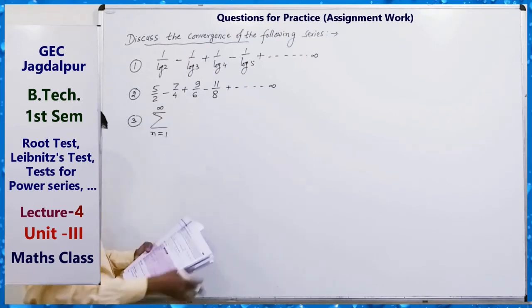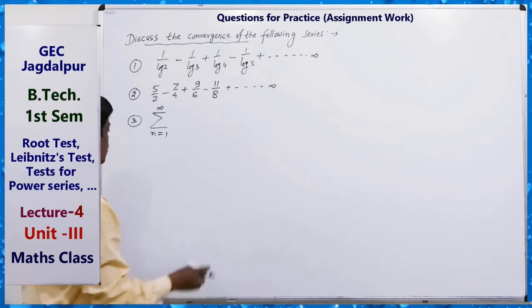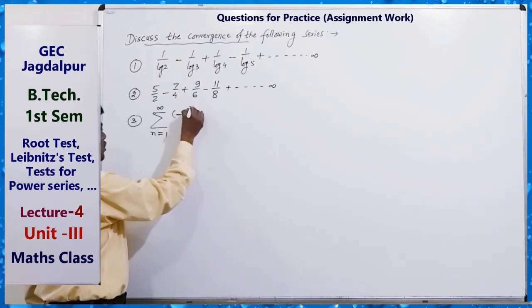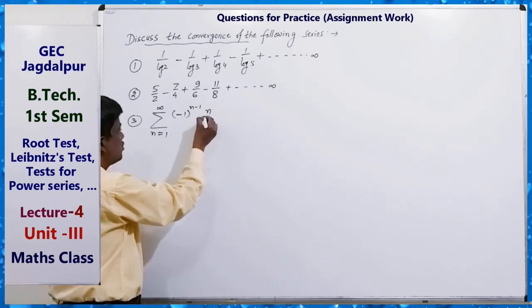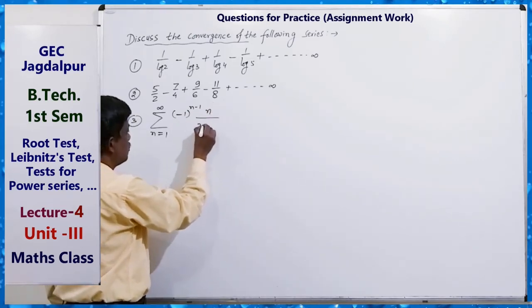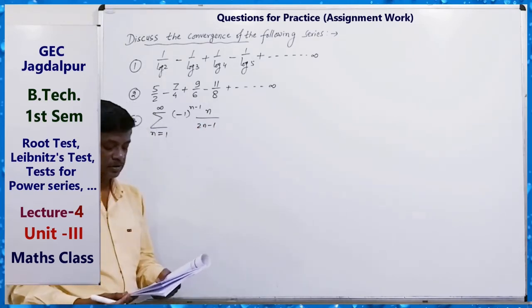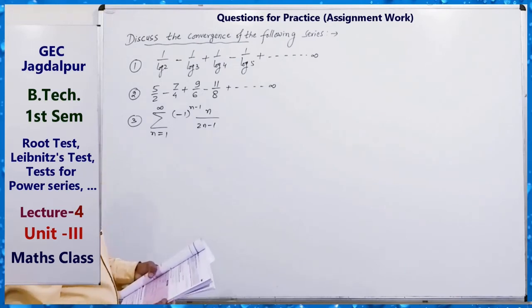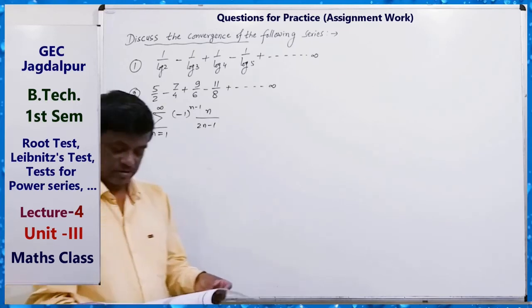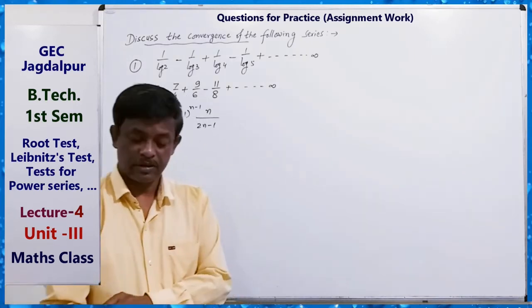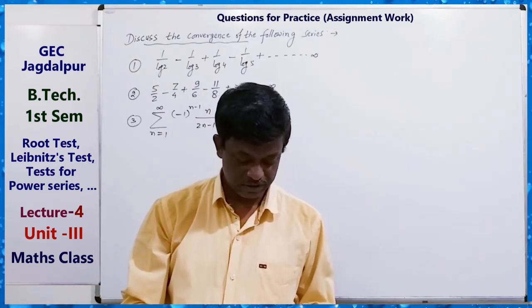minus 1 to the power n minus 1, n upon 2n minus 1. Okay, so just try to solve for convergence or divergence.